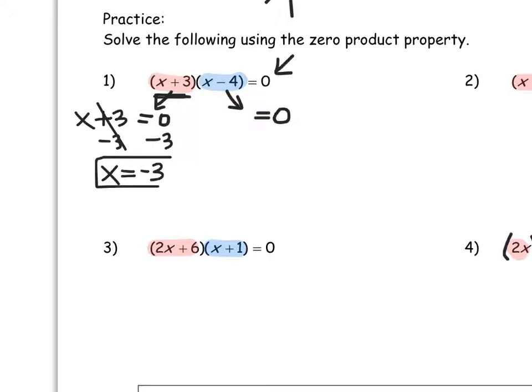That's one solution. Then over here I have x minus 4 equals 0. I took what's in parentheses and set it equal to 0. To solve this, add 4 to both sides.